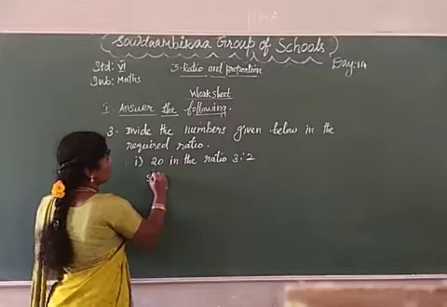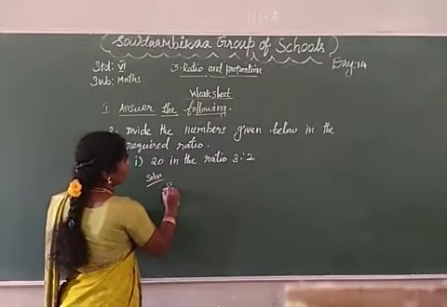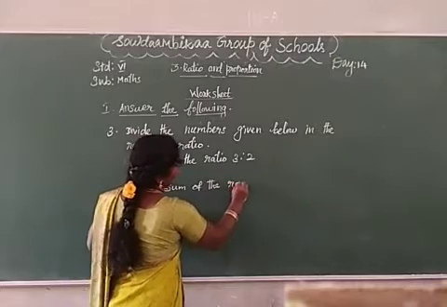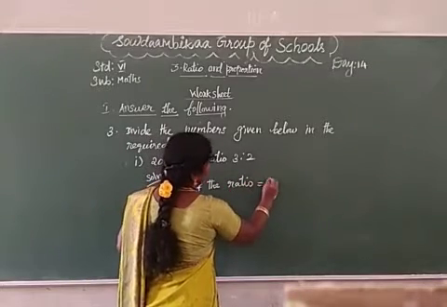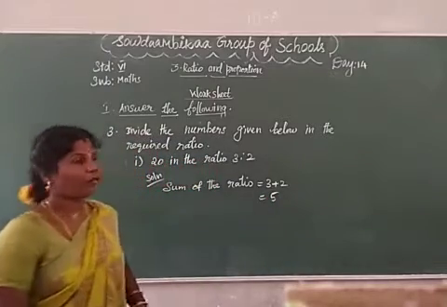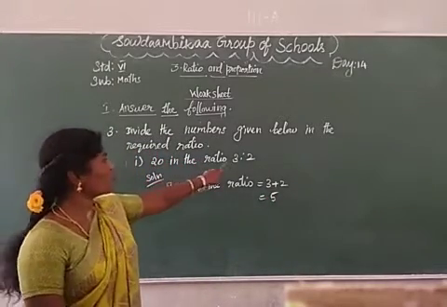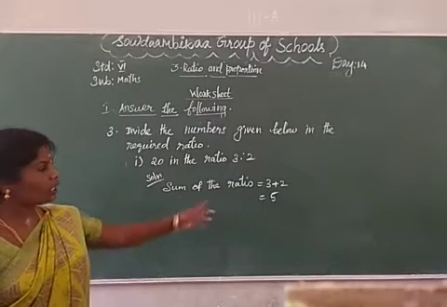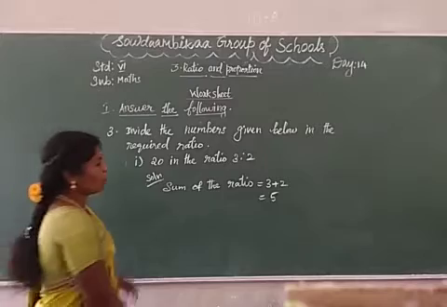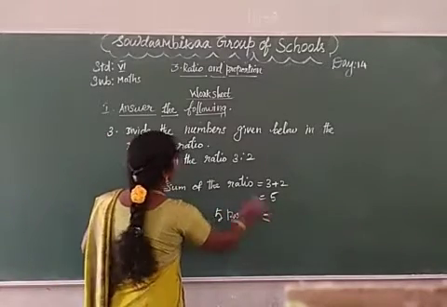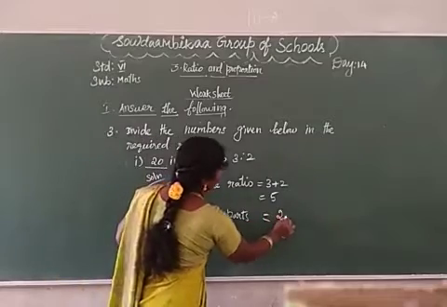First, the sum of the ratio. 3 plus 2, how much? 5. Okay, 20 in the ratio 3 is to 2. First the sum of the ratio 3 is to 2. Sum of the ratio 3 plus 2 is 5. Okay, the 5 parts equal to the given 20.